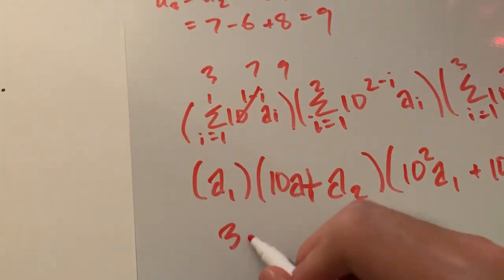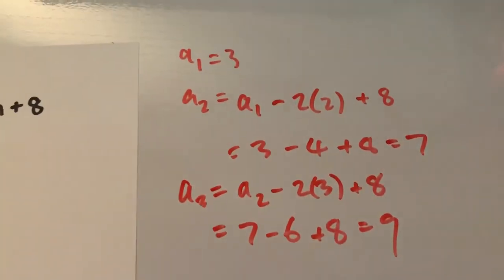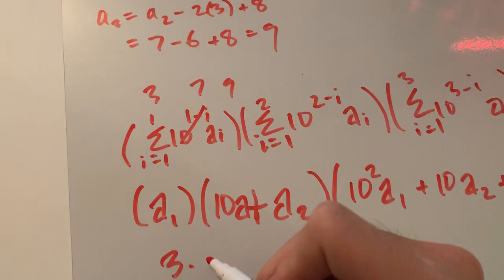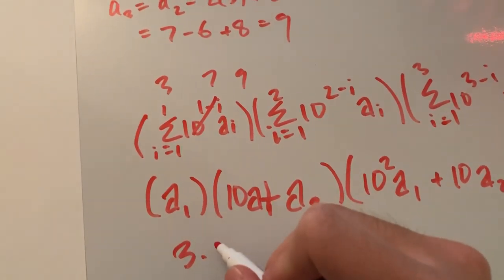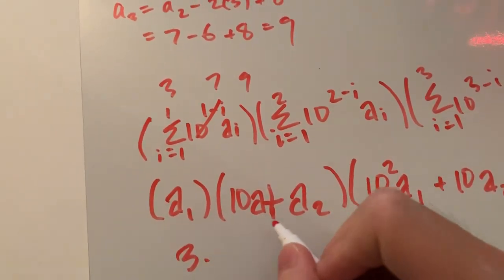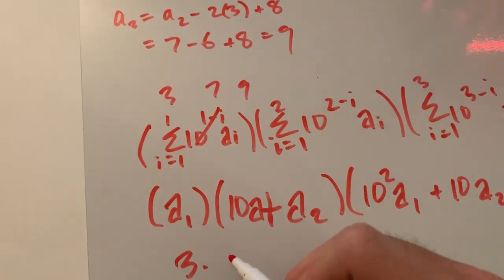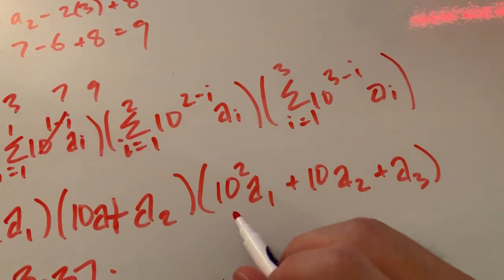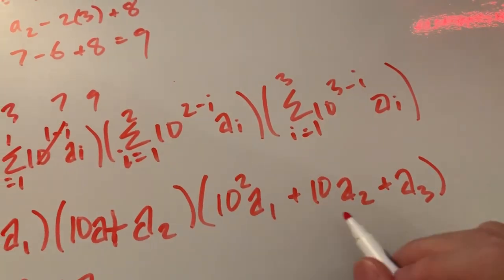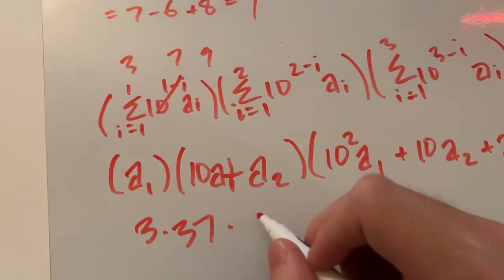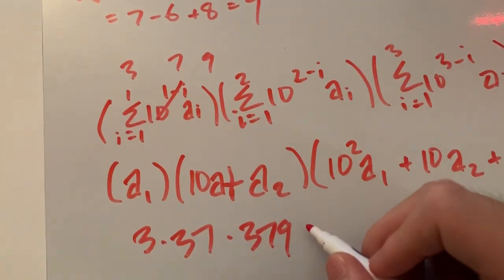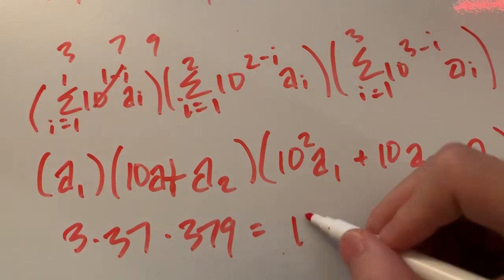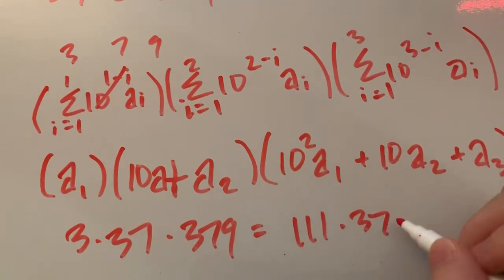A1 we've solved equals 3, right? A1 equals 3, a2 equals 7, and a3 equals 9. So we have 3, multiplied by 10 times a1, which would be 30, plus a2 equals 7, so 37. And this last one will be 300 plus 70 plus 9, so that'd be 379. Let's crunch out the numbers real quick. So 3 times 37 is 111. Let's leave the 379 as it is.